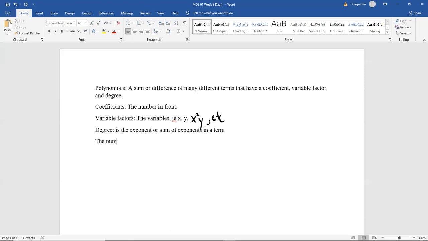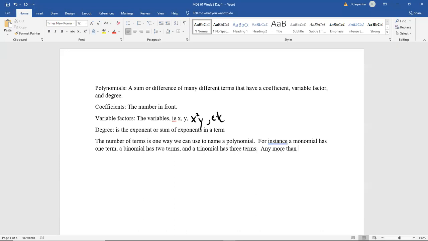The number of terms is one way we can classify polynomials, for instance, binomial. More than that, we just say terms separated.